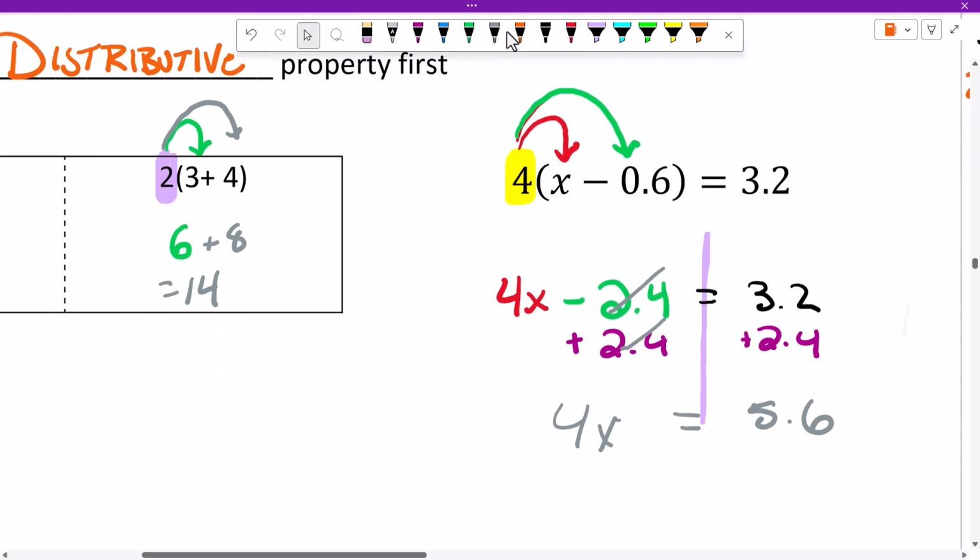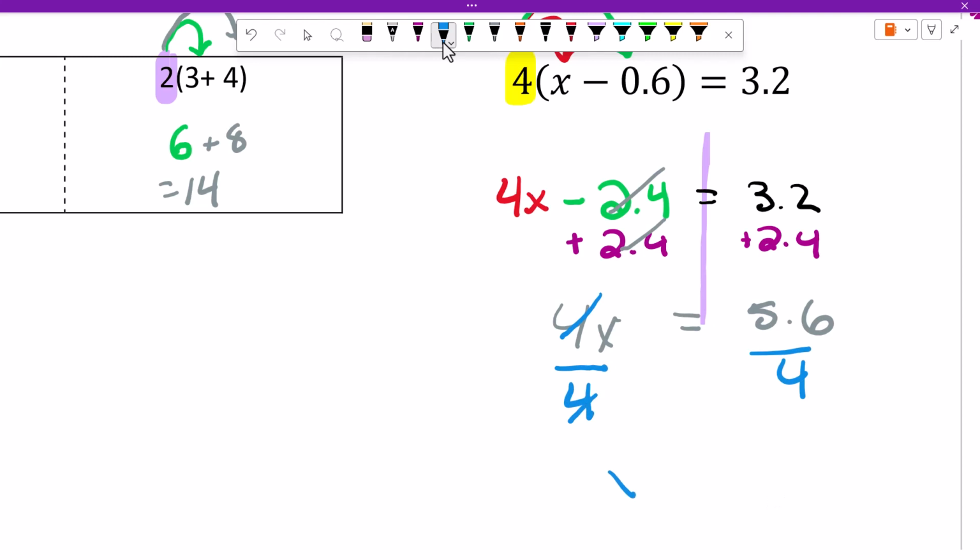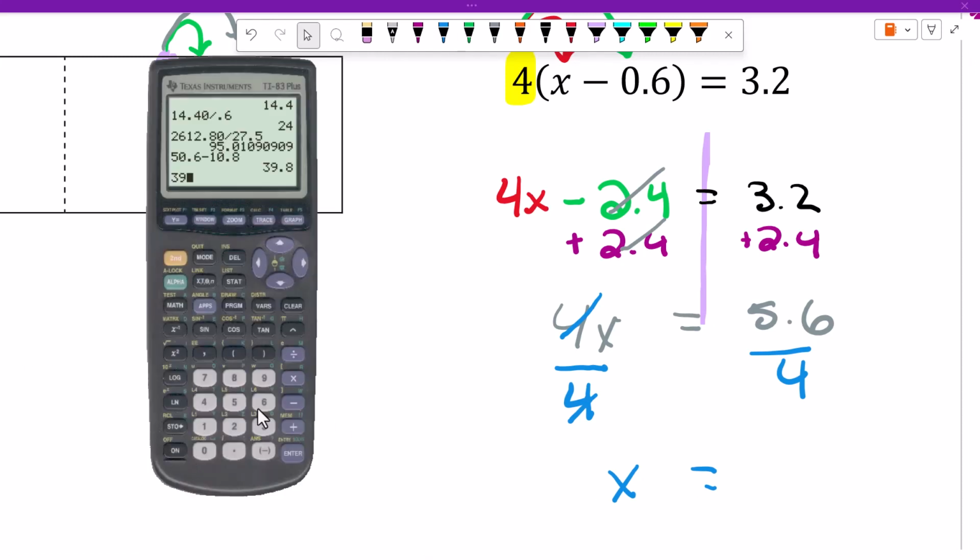Okay. Then we want to get rid of that 4. Divide it. All right, so we divide by 4, divide by 4. Since our question has decimals in it, we're not going to leave it as a fraction. We're actually going to calculate this. So I can grab my calculator, turn it on. I go 5.6 divided by 4, and we get 1.4.